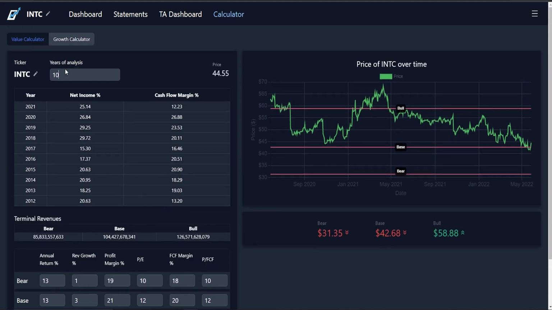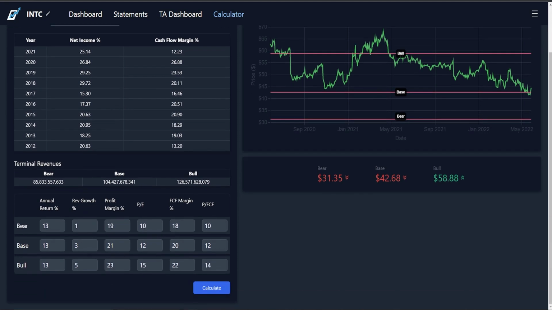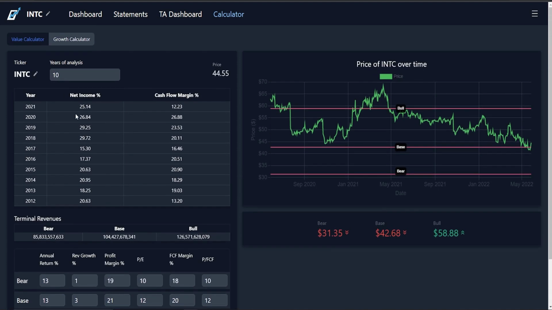I do 10 years. For growth companies, I do 5 years because it is a lot harder to predict their long-term growth. So I do 10 years, and then I look at their net income margins and their free cash flow margins. Intel's free cash flow margin this recent time is lower because they're investing in the new plant. So I will keep that in mind.